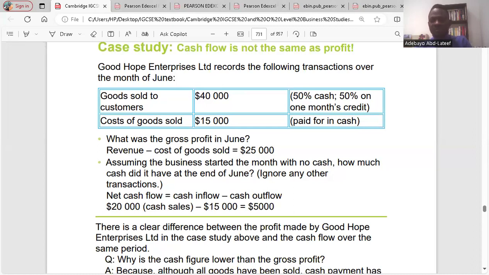Assuming the business started the month with no cash, how much cash did it have at the end of June? At the end of June, the business would have a net cash flow, which is cash inflow minus cash outflow. The cash inflow, the cash sales, which is 20,000, minus the cash outflow, which is the cost of sales, which is 15,000. So the net cash flow here will be 5,000 because the other 20,000 was not paid for. That is the point there. Do you get it?